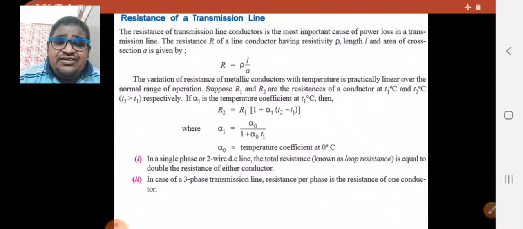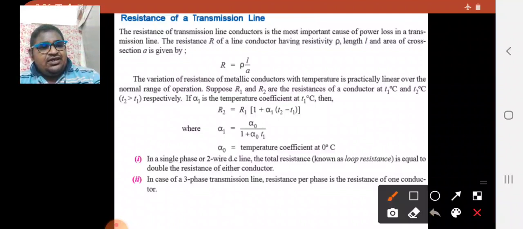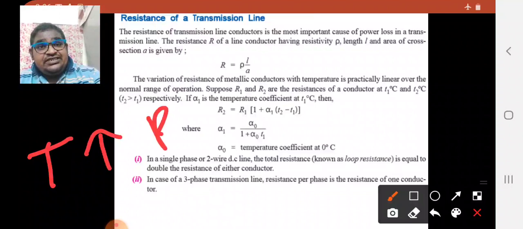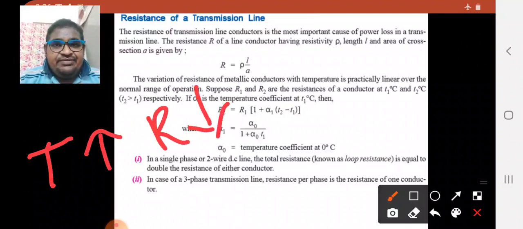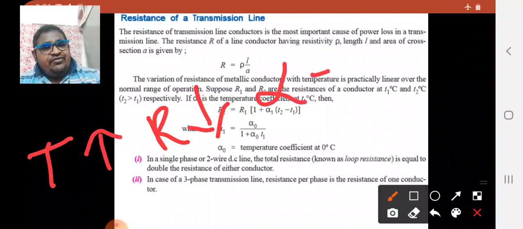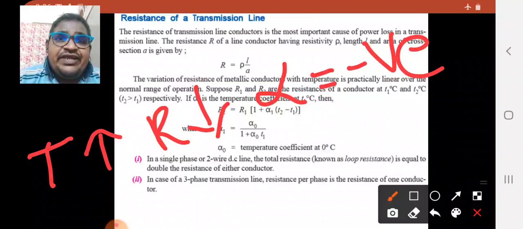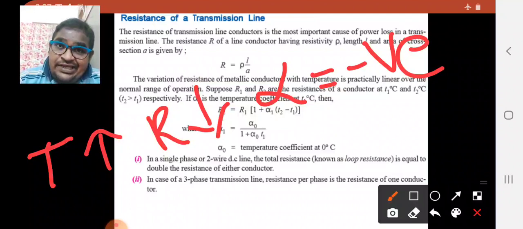When alpha is negative, when the temperature is increased, the resistance is decreased. In such case, the value of alpha is negative. Can you give an example for such kind of materials? Semiconductors, insulators, dielectrics, all these types of materials come under negative temperature coefficient materials.